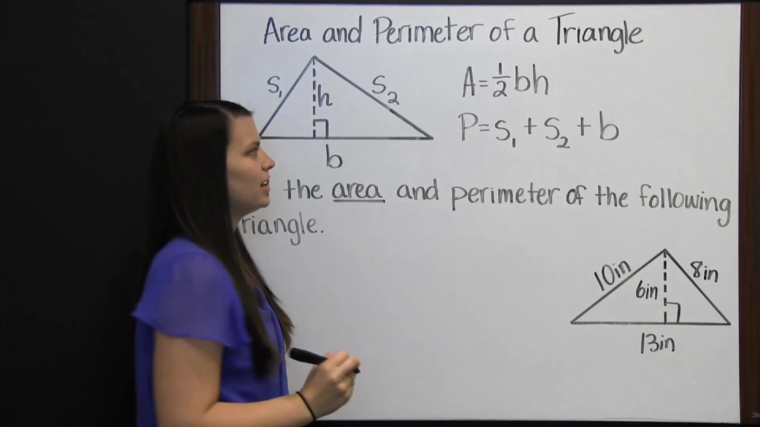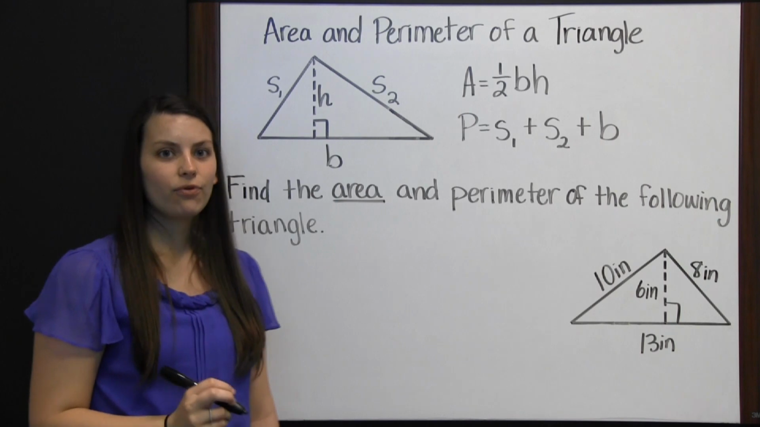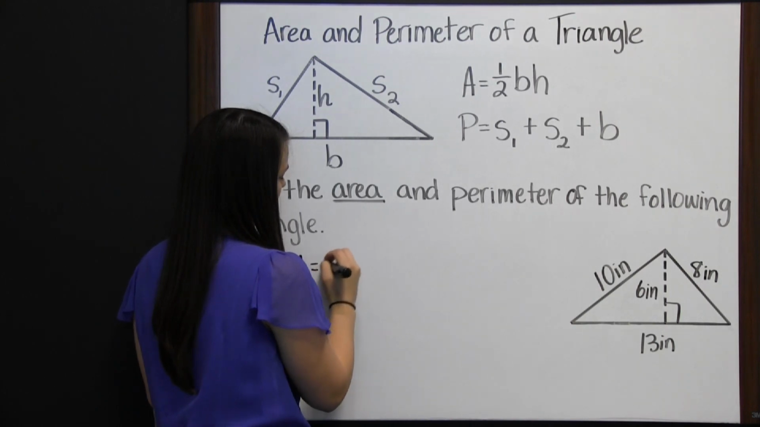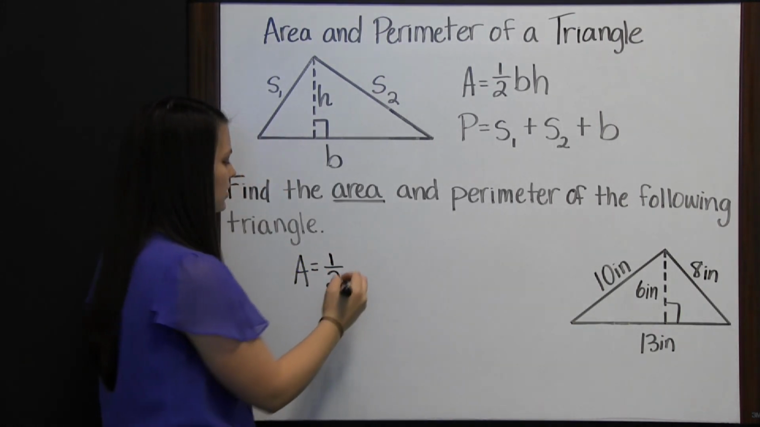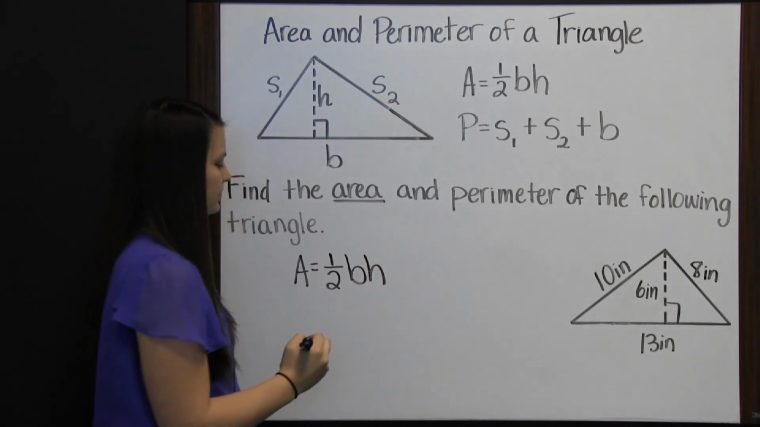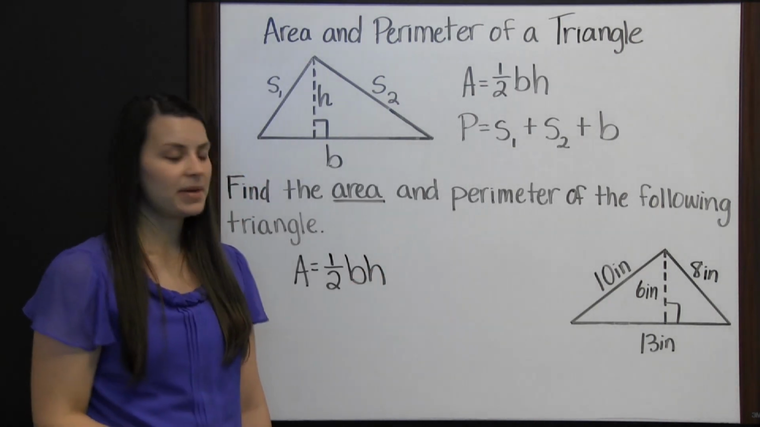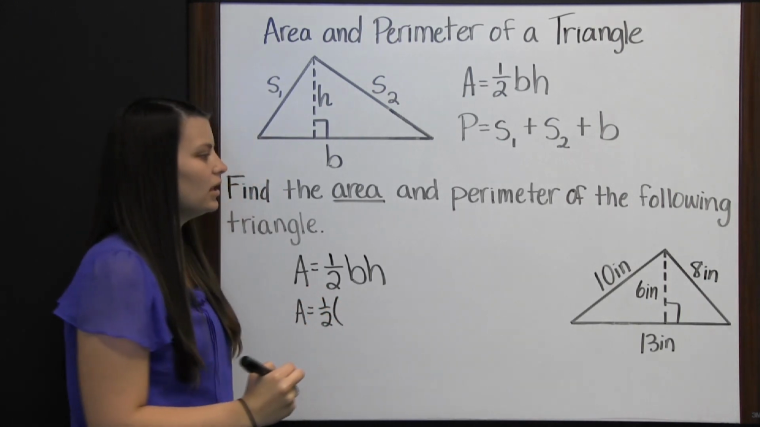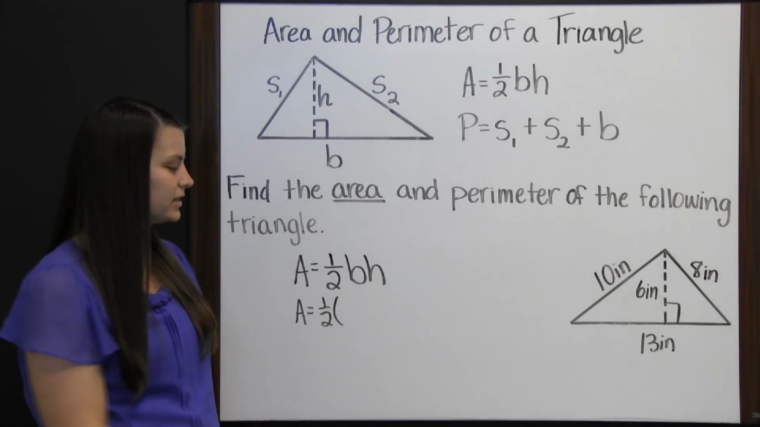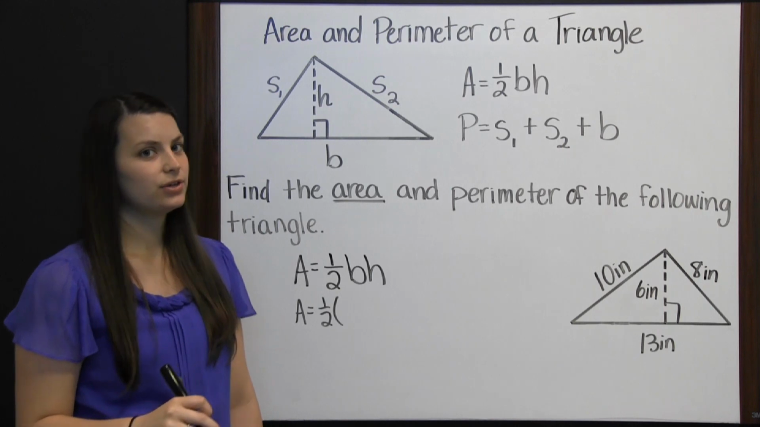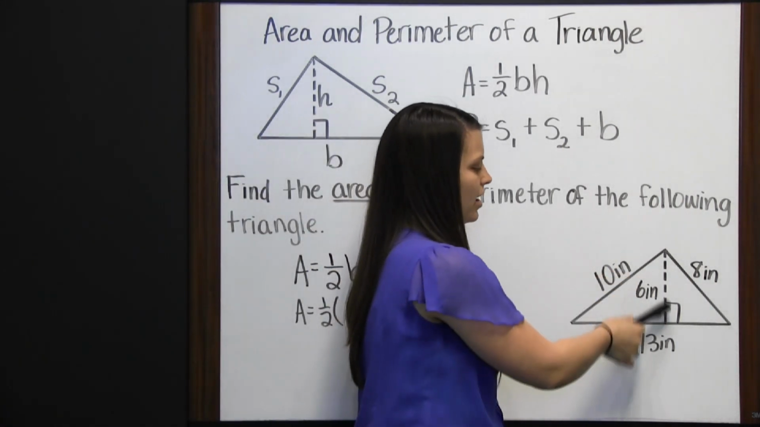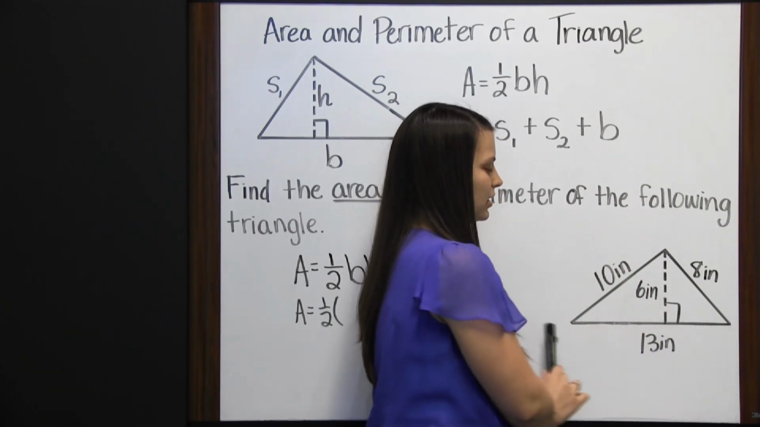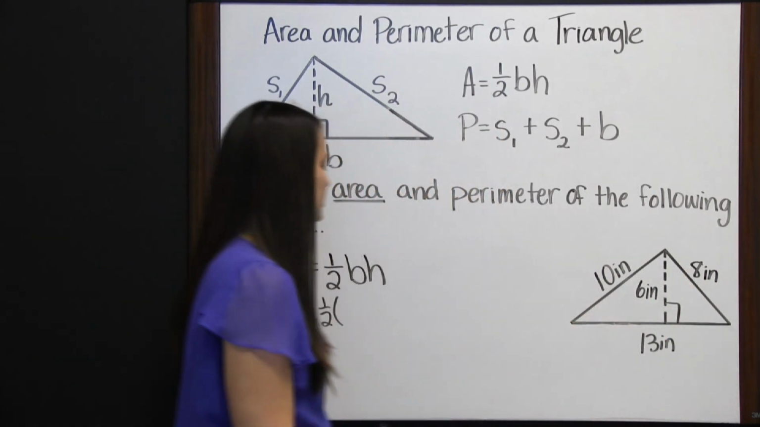First, let's find the area. We're going to start by writing our formula for area of a triangle. The area of a triangle is half the product of the base and the height. Now we need to substitute our base and height. Area is 1/2. Again, the base can be any of the sides, but the height must be perpendicular to it. So start with the perpendicular height. Right here, the 6 inches. It's perpendicular to this base, 13 inches. Therefore, our base is 13 inches and our height is 6 inches.